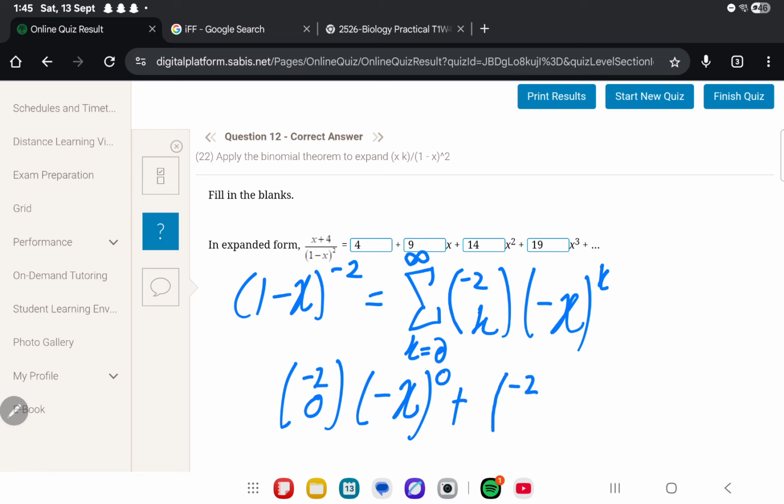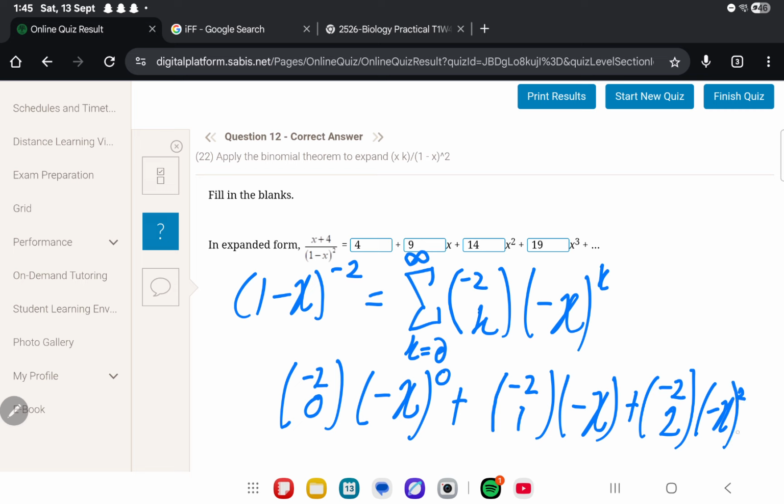So negative 2 choose 1 into negative x to the power of 1. I'm not going to write the power of 1. Negative 2 choose 2, negative x squared, plus, I'll write it here, negative 2 choose 3, negative x all cubed. Okay.